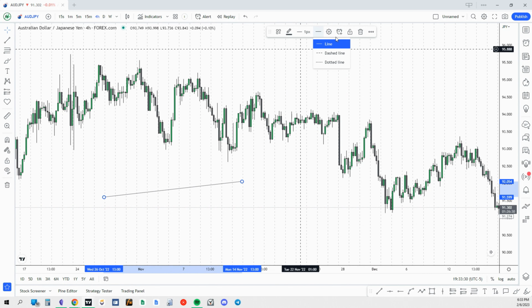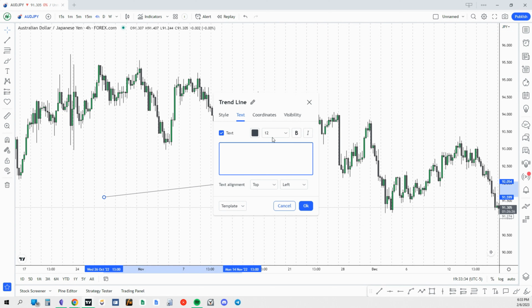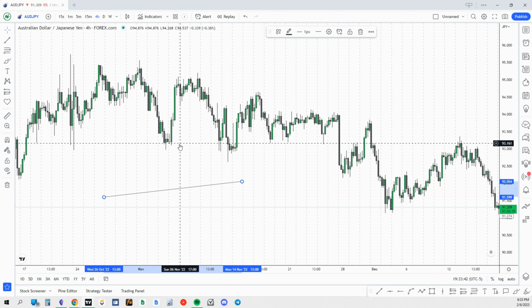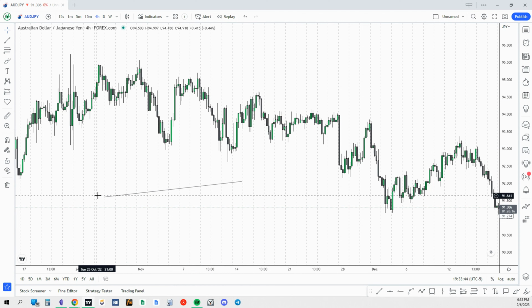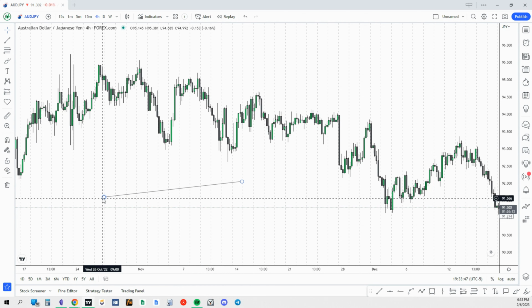If there's any other settings you want to add, you can go to the gear icon and add text and stuff like that above or below and go through all of these settings to set up a more visual representation. So once you have your trend line set up, there's a few keyboard shortcuts that I'm going to be using to make it a little bit easier.